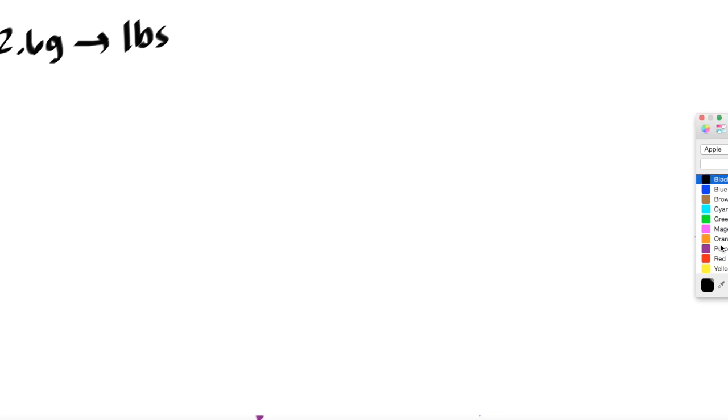I'm going to change to purple. I'm trying to get in the habit of every time that we're using page 26, I use purple so that it can stay consistent, and I do the same things over and over again. Page 26, let's take a look. We want to find a relationship between grams and pounds, so we're looking at mass.